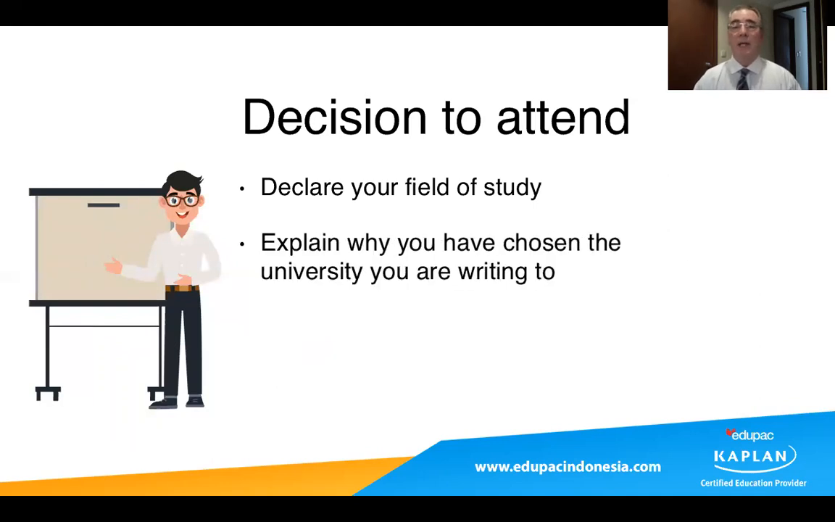Also, explain why you have chosen the university that you are writing to. So very important now. You want to avoid the feeling of mass mailing applications to many universities. When you write a personal statement to a university, you want to include information that lets the reader know that I'm writing only to you in this personal statement. So of course, each time that you write a personal statement, you're going to have to revise it so that it includes information about the university that you have chosen.